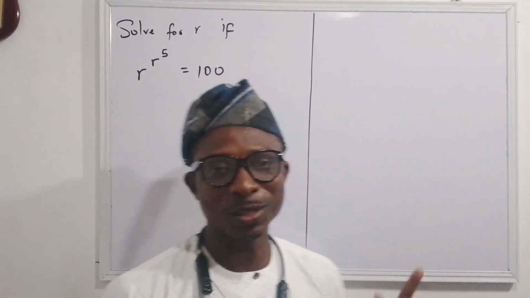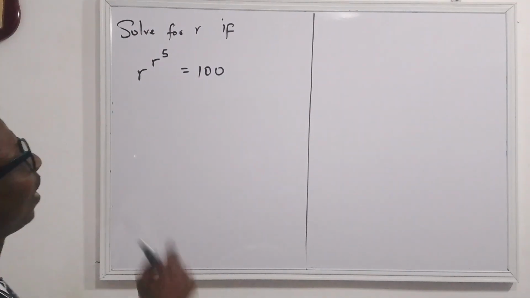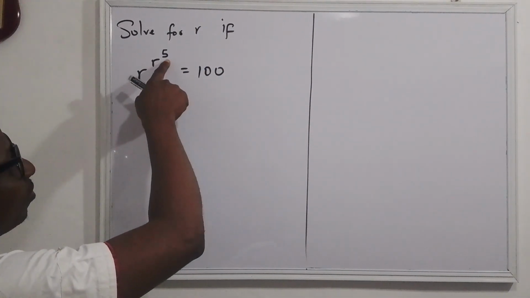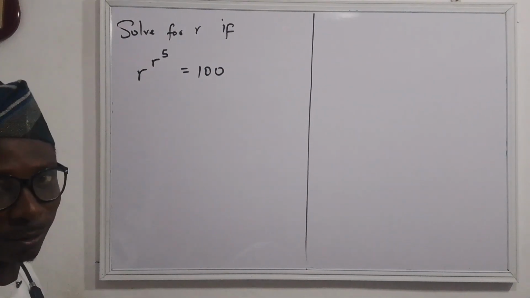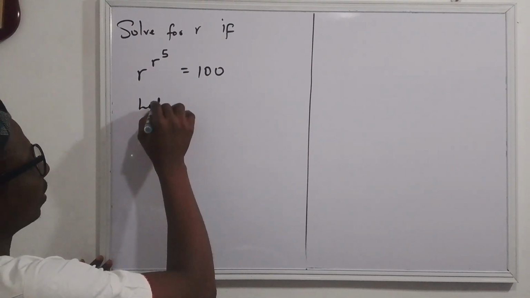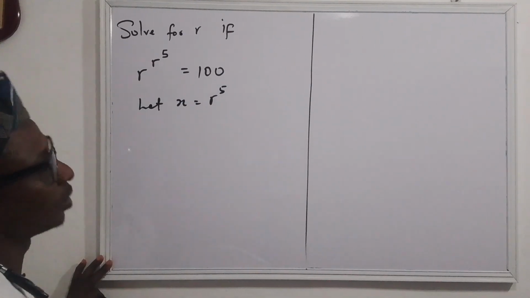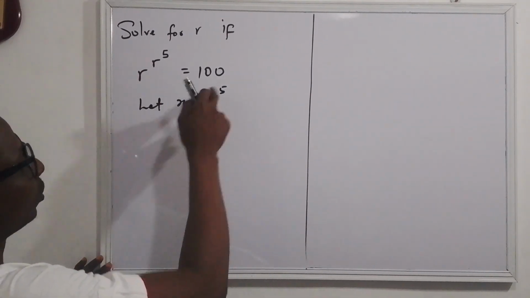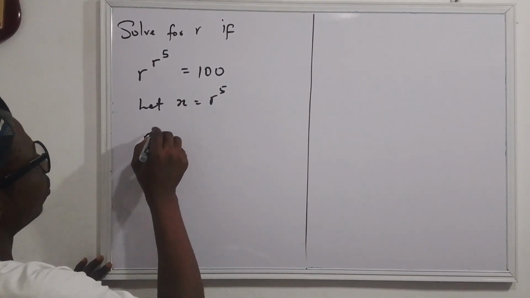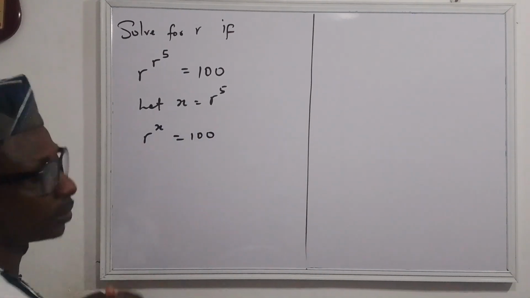Hello, now this question requires us to solve for r. Now you are given r raised to the power of 5 equals 100. So how do you go about this? Now let's make an assumption. Let's say x equals r raised to the power of 5. So we have that. This equation turns to r raised to the power of x equals 100.